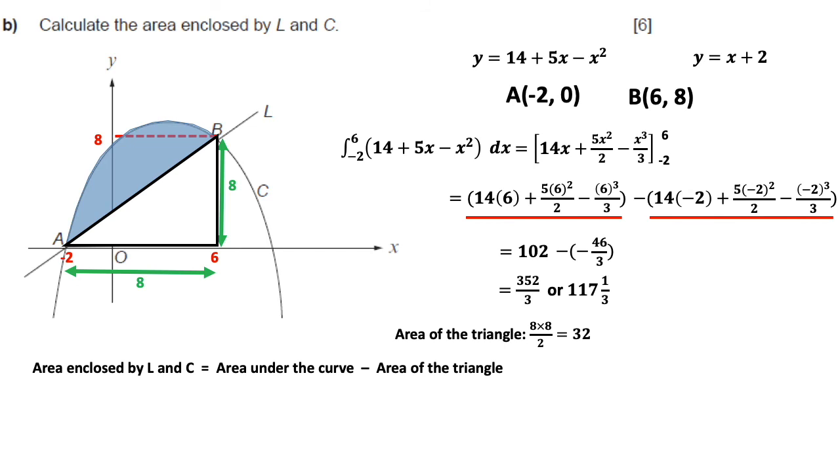The area enclosed by L and C would therefore be the area under the curve minus the area of the triangle. So 352 over 3 minus 32 is equal to 256 over 3, or 85 and a third, and the units would just be units squared.